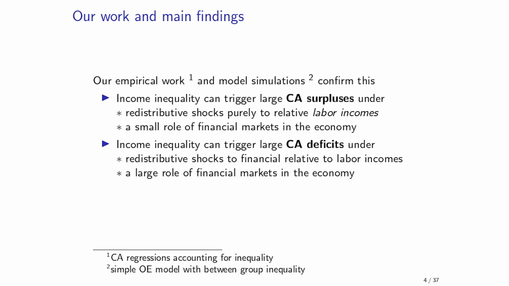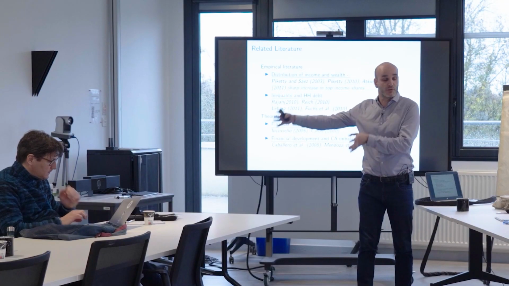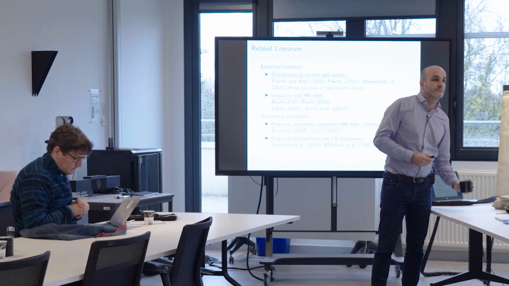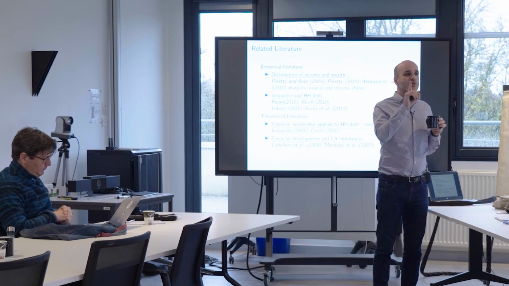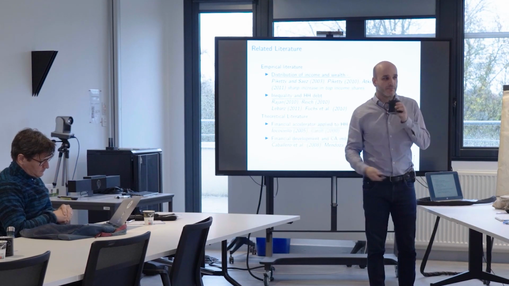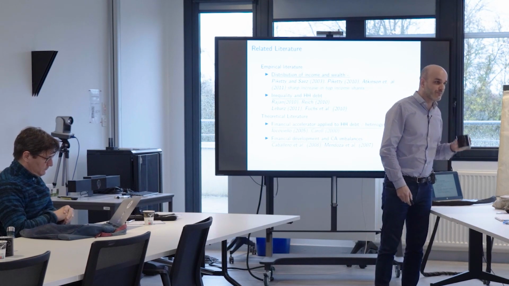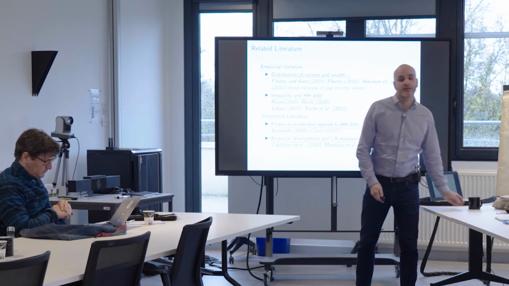What do you mean by relative labor income? You mean within the country? Within the country, yes. So it's labor income that is redistributed from bottom earners to the top earners, if you want. And the financial one, we're going to assume that top earners hold financial wealth, and it's an increase in their financial wealth, an increase in their financial income, at the expense of the bottom earners. An increase in capital income. Mm-hmm.